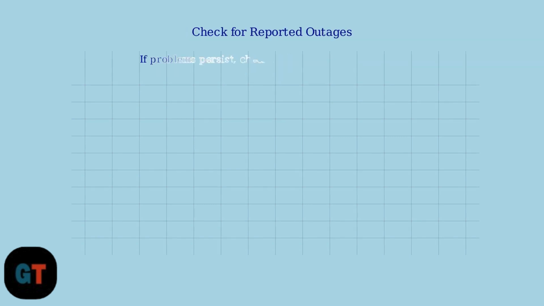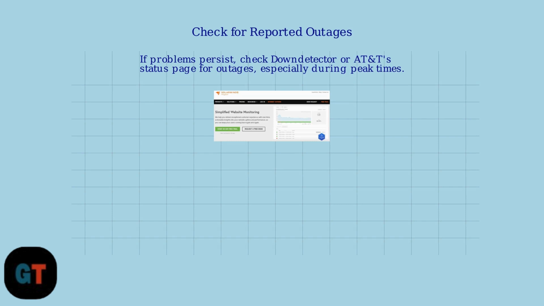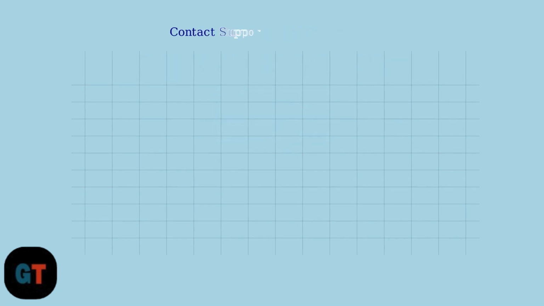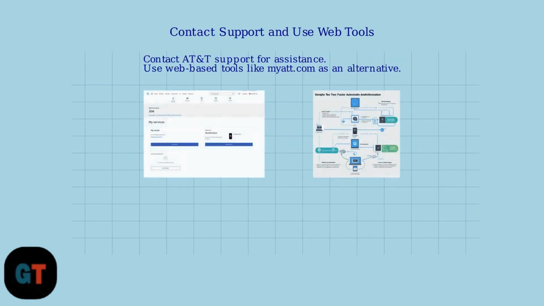If problems persist after trying these steps, the issue may be on AT&T's side. Check Down Detector or AT&T's official status page for any reported outages. During peak times, server overload can cause temporary access problems. Contact AT&T support for further assistance.